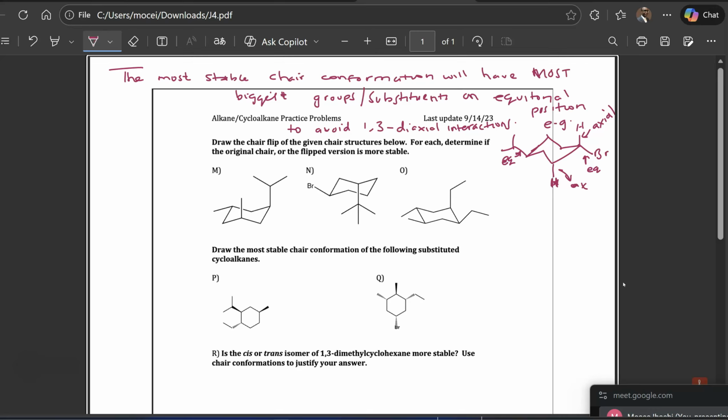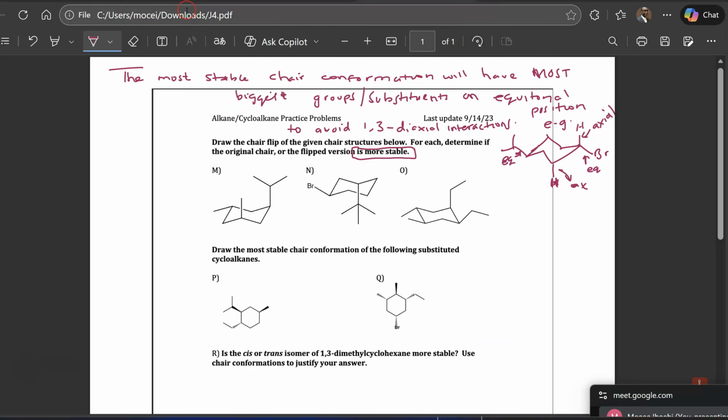So where the H is, we wouldn't want an axial position on the H, and you just don't want an axial anywhere on the ring. Big groups, you don't want big groups on axial. You'll always have 6 axial positions, could be hydrogen or whatever. But the most stable chair will be the one, see, the question asks you to select which one is most stable. The most stable one will be the one that has the biggest group on an equatorial position. Exactly.